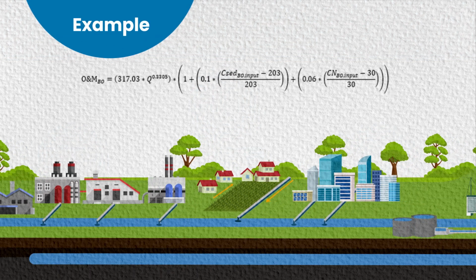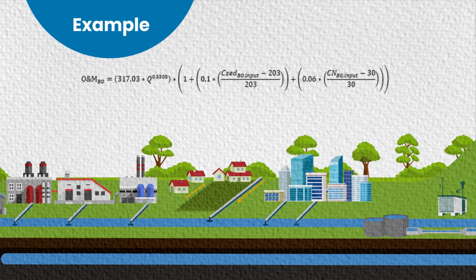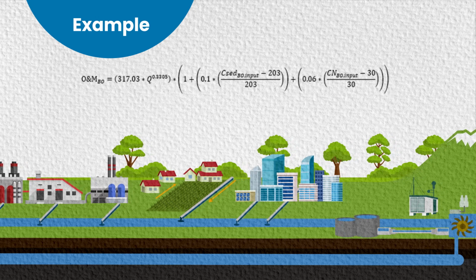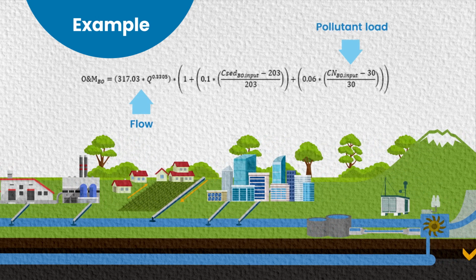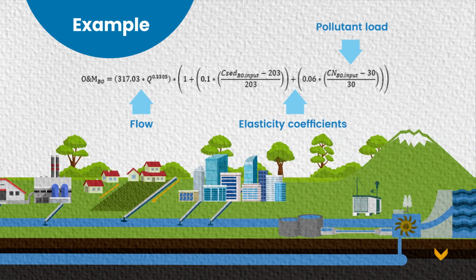In this screen we show what a cost function looks like. There will always be the estimation of the flow rate, the amount of contaminant load, and the elasticity coefficient. Next, you will see the way in which the cost functions are defined for some processes of the treatment train.